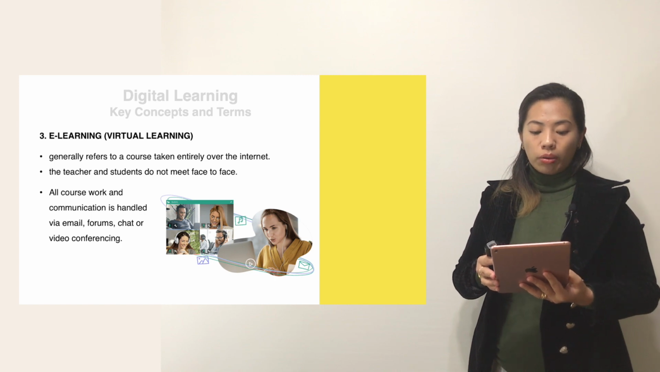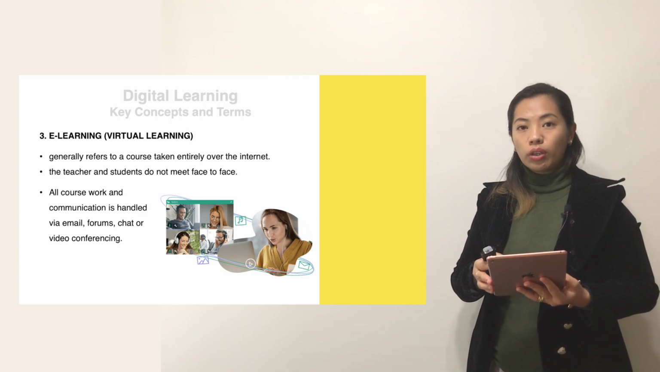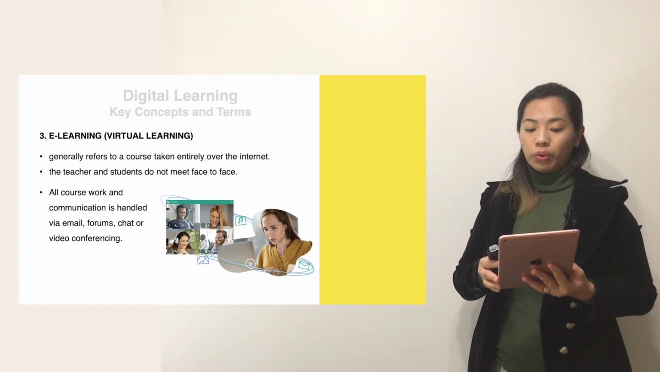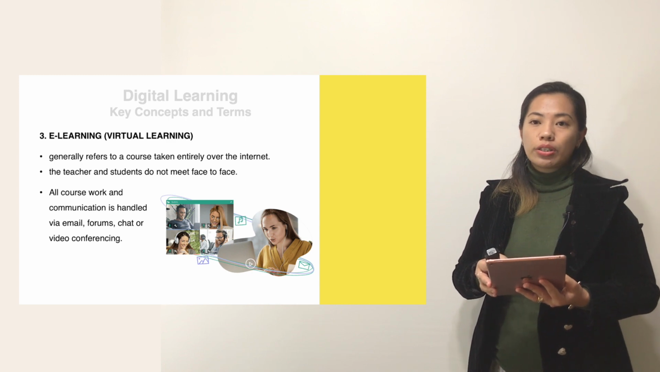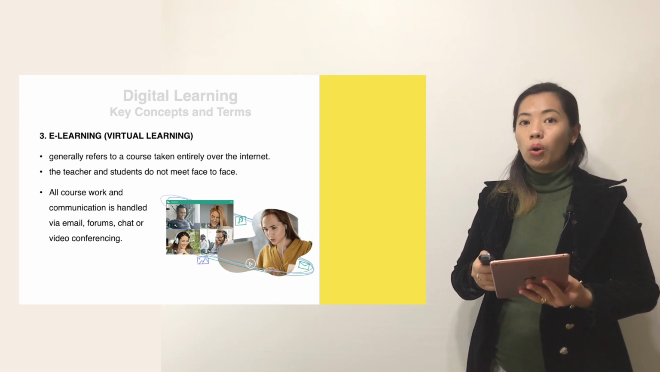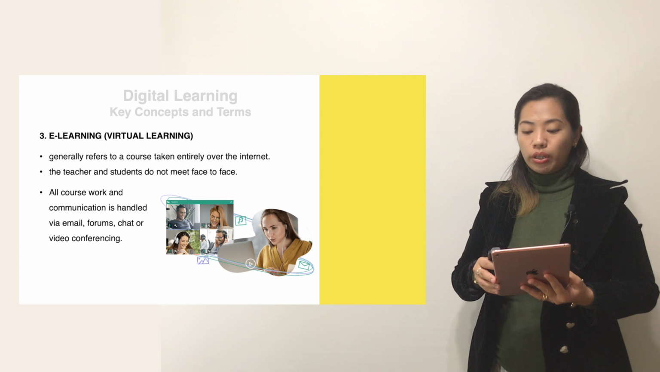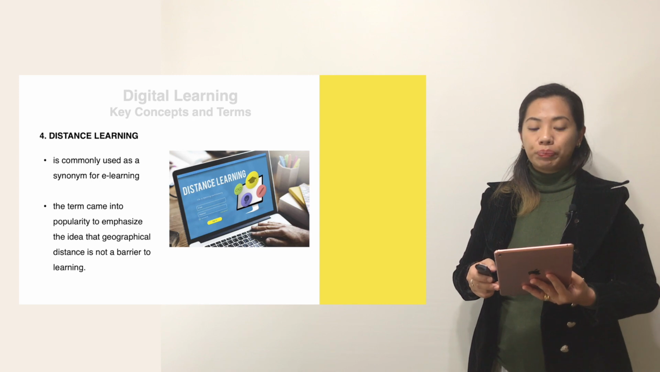Now, all coursework and communication is usually handled via emails. It could also be through forums, chat, or even video conferencing. So that is where synchronous and asynchronous learning sometimes enters. They meet at a certain time, all at the same time. Okay, that's the synchronous kind of learning. Now, some institutions refer to this type of course as a fully online course. We actually have many of these kinds of things. An example of this, the most famous one, is Coursera. They do e-learning or virtual learning.